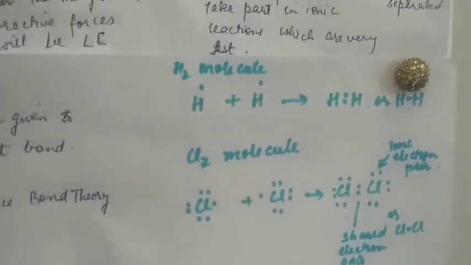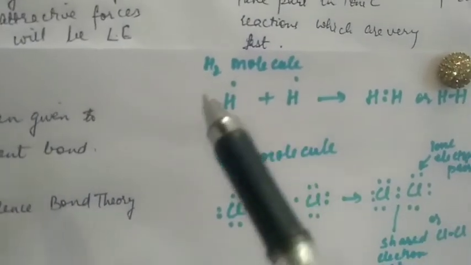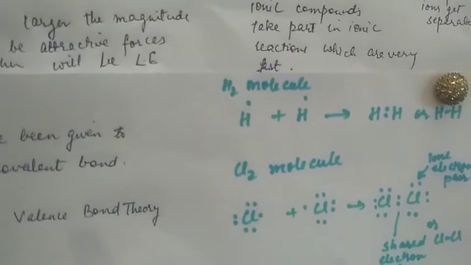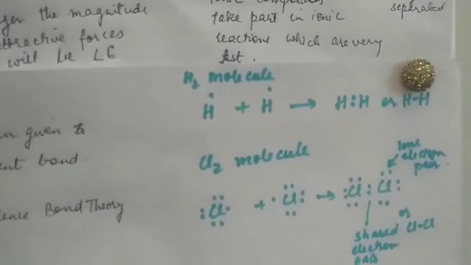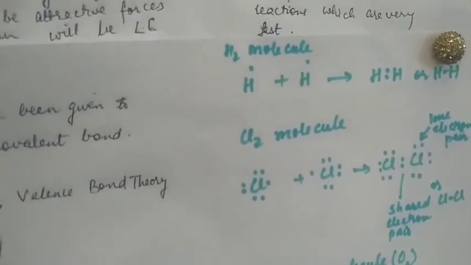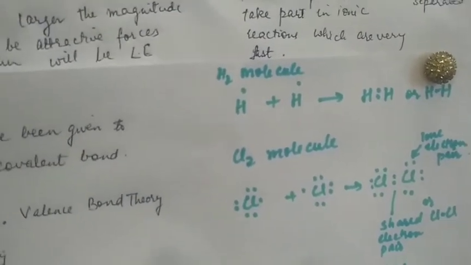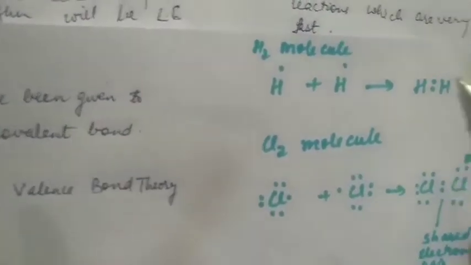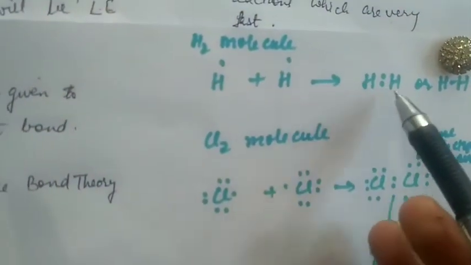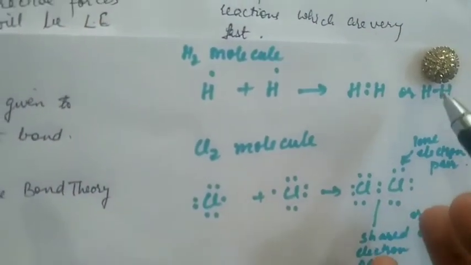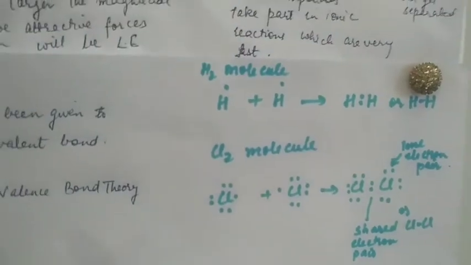Each hydrogen atom has one electron in its first and outermost shell, and it needs one more electron to complete its duplet. So both contribute one electron each towards sharing. So in all, 2 electrons are shared between the atoms, a single bond is formed, and hydrogen molecule is obtained.